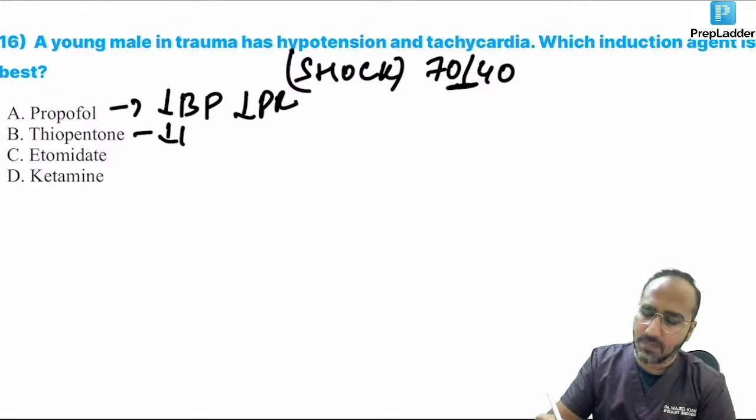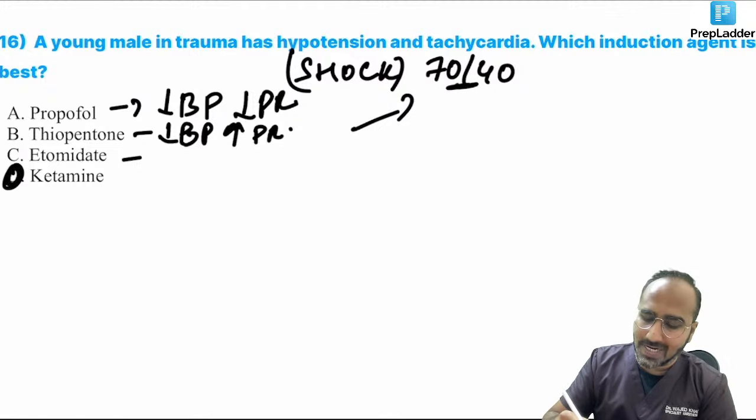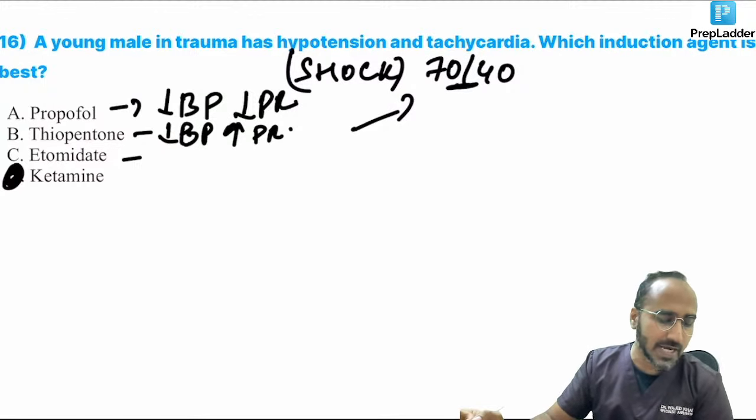Thiopentone will cause hypotension and tachycardia, so you won't give it. Etomidate will maintain the BP at 70/40, so you won't give it. The only drug that could be safely given over here is what, guys?